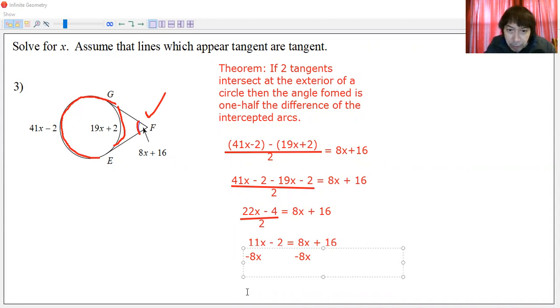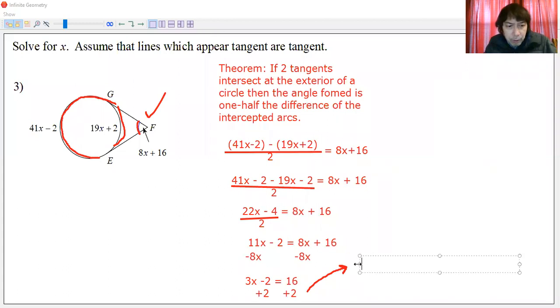This will be 3x minus 2, and this will be equal to 16. And then we proceed by addition of 2. We add 2 and we add 2. All right, so the next part of the equation will now be just 3x. We can do it over here. This will now be like 3x equals 18.